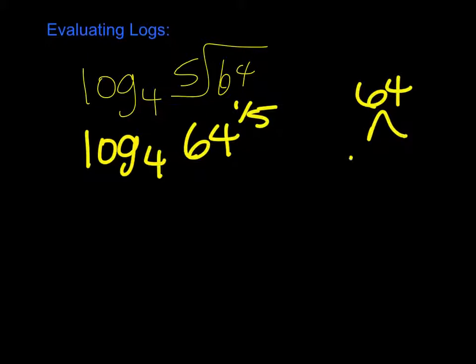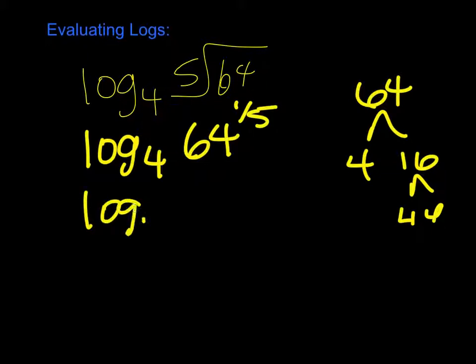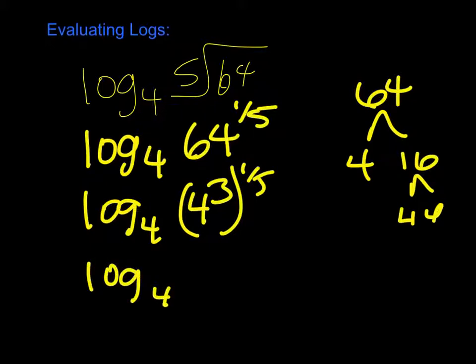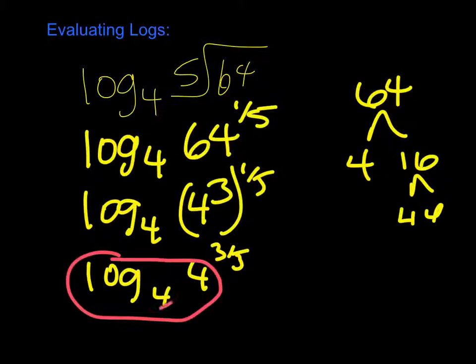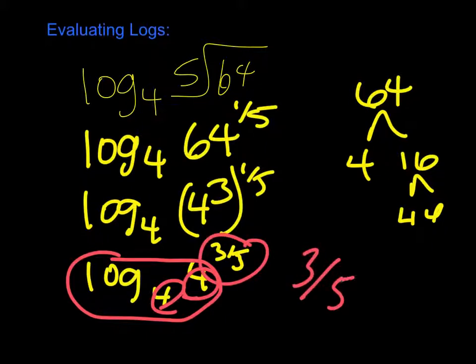64. If I divide 4 into that, that's 16. 16 is 4 times 4. So that's log base 4 of 4 cubed to the 1/5, which is log base 4 of 4 to the 3/5. And as long as these two are the same base, my answer is 3/5.